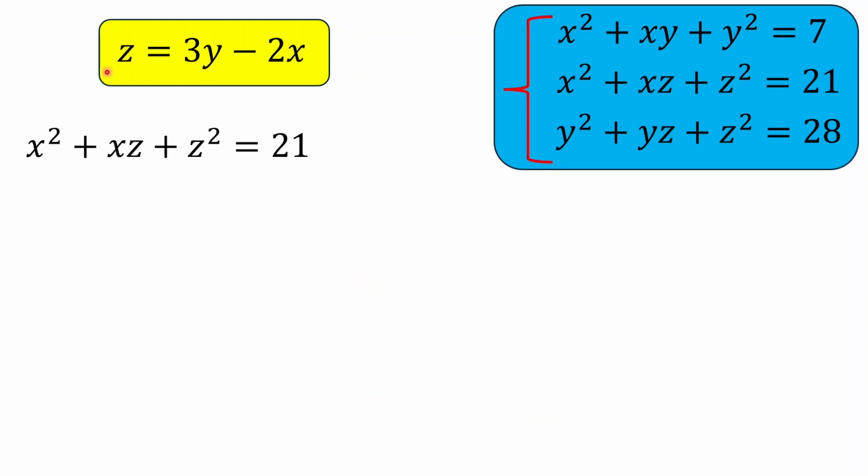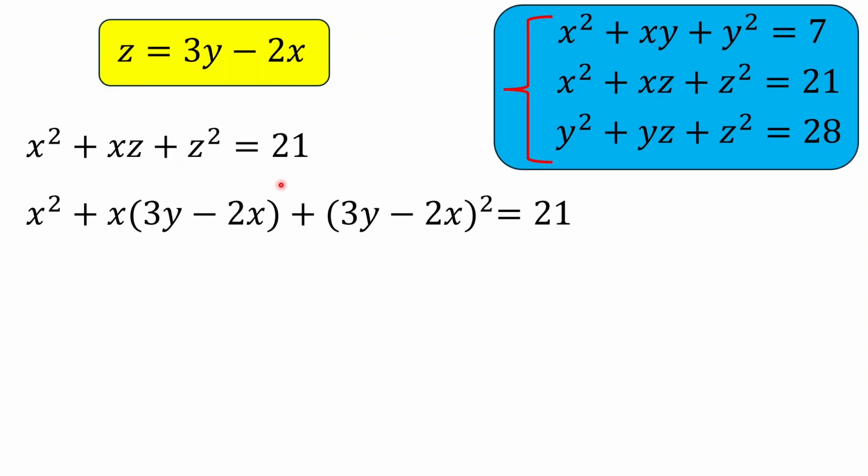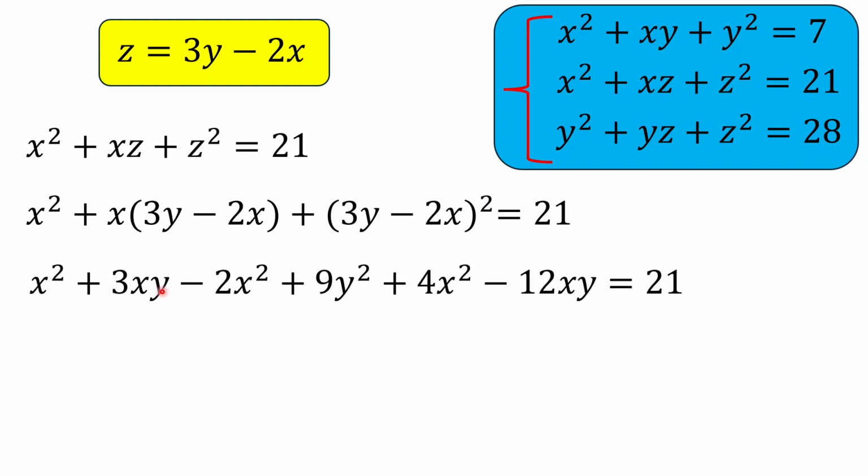Okay, we have already shown that if x plus y plus z is not 0, z becomes equal to 3y minus 2x. Here's our first equation. We are going to replace z into our first equation. So x² plus x times 3y minus 2x plus 3y minus 2x to the power 2 is equal to 21. We expand this. This is 3xy minus 2x². This is 9y², 4x² minus 2 times first one times the second one. This is minus 12xy. We can simplify. This is 4 plus 1 minus 2 is 3x². 3 minus 12 is minus 9xy. And here we have 9y².